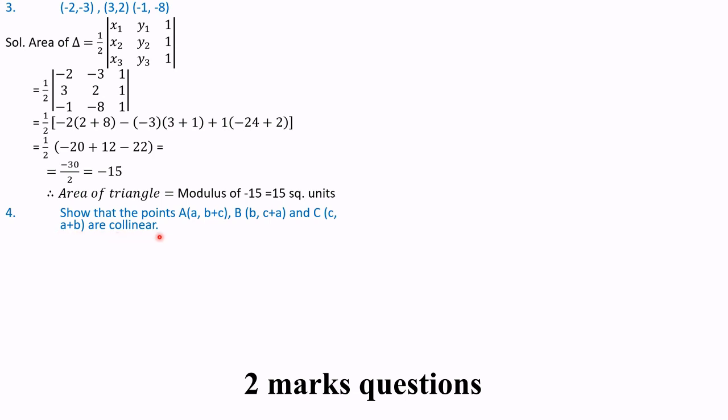Here, please read the problem again. The coordinates: point A has coordinates a comma b plus c. That is x1 is a, y1 is b plus c. Point B has coordinates b comma c plus a. Therefore, x2 is b, y2 is c plus a. And the third point is C. Therefore, x3 is c and y3 is a plus b. We have to put these values in the expression for area of triangle.